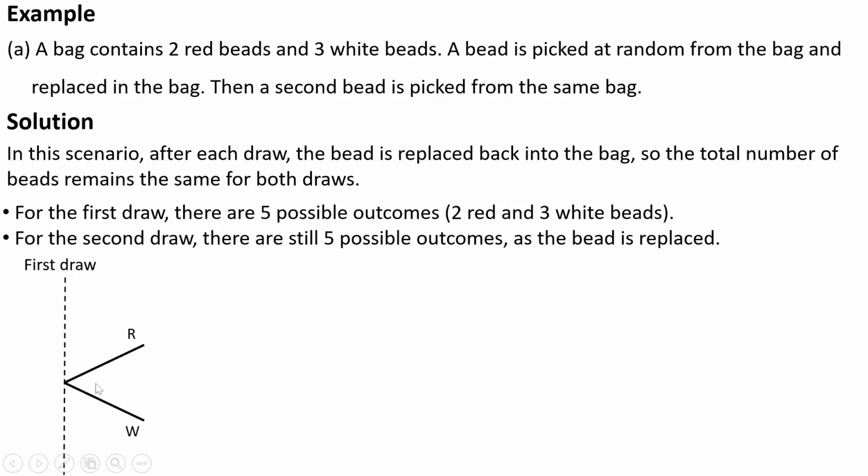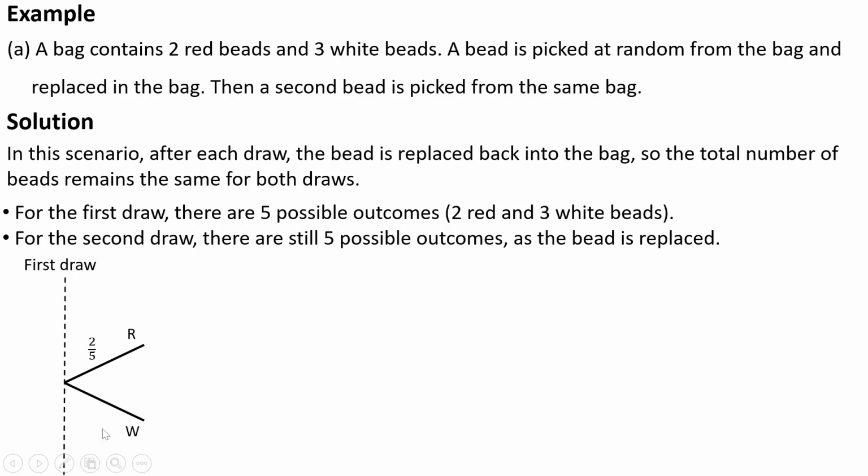Okay, now what is the actual probability that the bead picked for the first pick is red? You just look at the number of beads which are red. There are 2 red beads, and the total number of beads is 5. So the probability that the bead picked first is red is 2 over 5. 2 is the number of red beads, and 5 is the total number of beads when you add 2 plus 3.